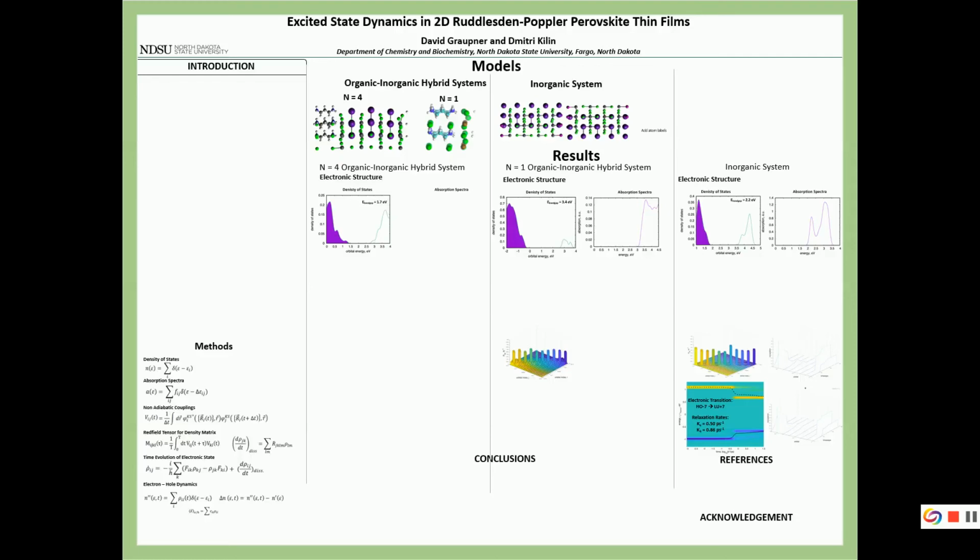Okay, what are the conclusions? We see that as expected, the larger layers of perovskite have a smaller band gap compared to the smaller layers of perovskite. We also see that the fully inorganic model has a faster relaxation rate than the hybrid models.